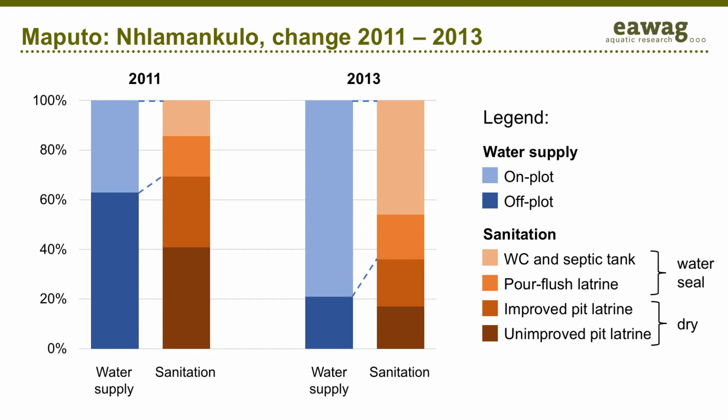In both 2011 and 2013, just over 80% of households with an on-plot water supply had water-sealed toilets. This again suggests that households were keen to invest in water-sealed toilets once there was an easily available and reliable water supply.